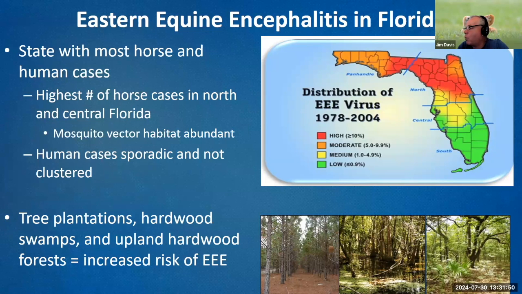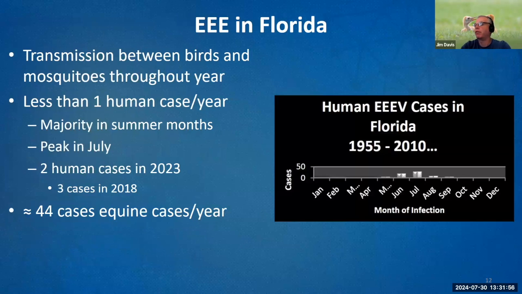Florida has less than 1 human and 44 horse cases per year. So triple E in Florida, transmission between birds and mosquitoes throughout the year, less than 1 human case per year. Peaks in July. Yep, that's about the month we're in. We had 2 human cases in 2023 and about an average of 44 equine cases per year.